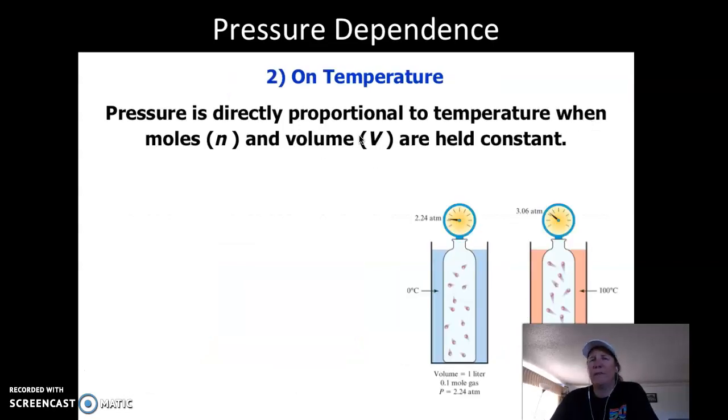Okay, another thing the pressure depends on is temperature. It's also directly proportional, okay? When you increase the temperature, you increase the pressure. Plain and simple. It makes sense, because if you increase the temperature, then the particles move around faster, so they're going to exert more pressure. They're going to bang on the sides more. Here, I know you can't see it and I apologize for that. Here the temperature goes from 0 to 100. So you can see here we have 2.24 atmospheres and here we have 3.06 when we increase the temperature.